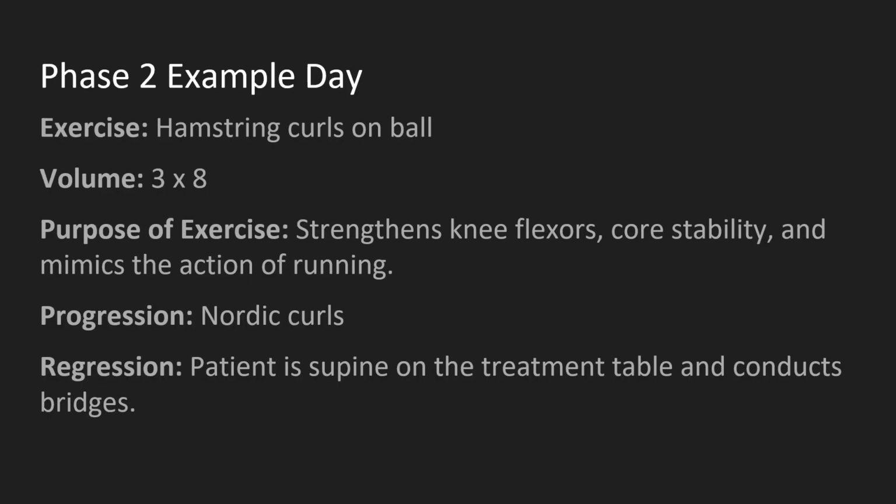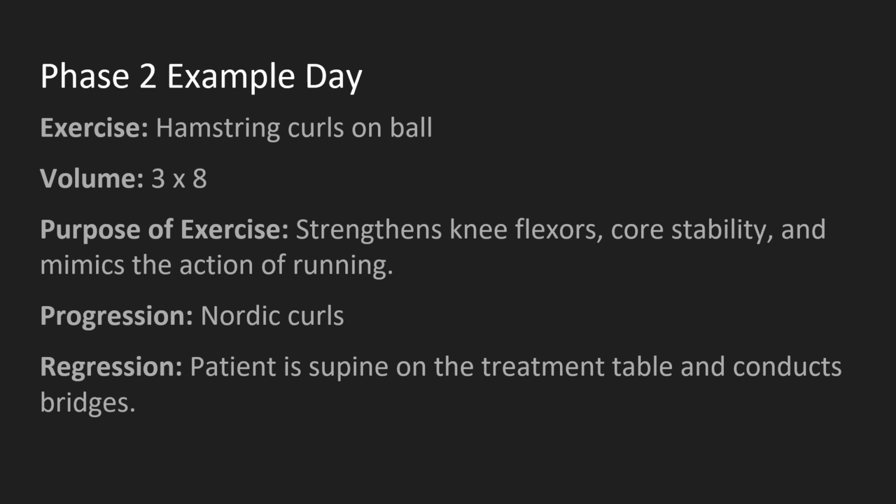Next, we have hamstring curls on the ball. This strengthens the knee flexors, the hamstrings. It also helps with core stability and mimics the action of running. So we need to have them achieve that knee flexion so that when they're running down the court and when they're jumping, they really have the knee flexion strength to do all of those activities.